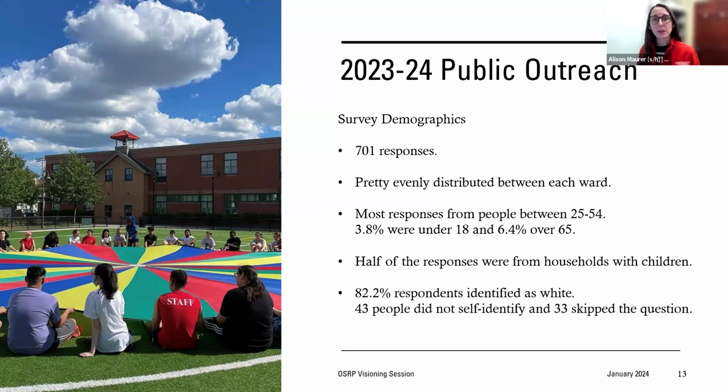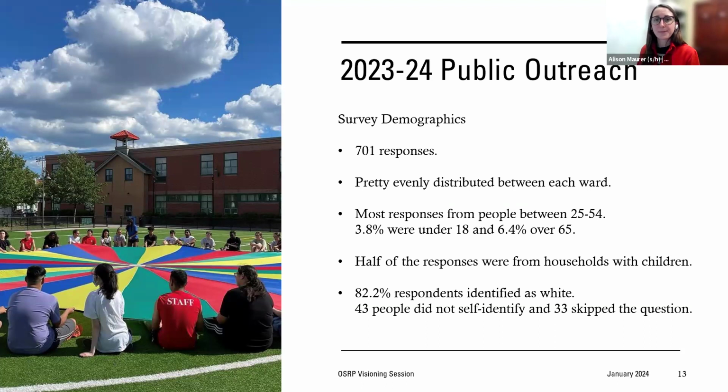It was pretty evenly distributed between each ward, which I feel happy about. Most responses were from people between 25 and 54. Only 3.8% of the respondents were under 18 and 6.4% over 65. We're doing some additional focus groups, stakeholder meetings to see if we can flesh out the feedback that we're getting from those other age groups. Half of the responses were from households with children. 82.2% of respondents identified as white. 43 people did not self-identify and 33 skipped the question.